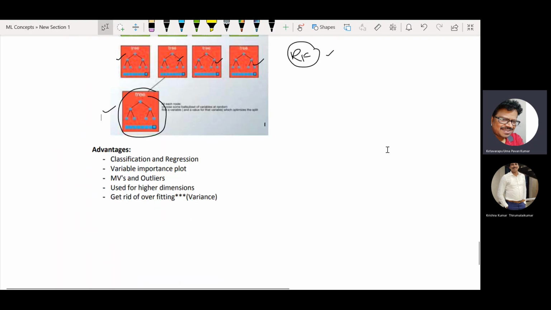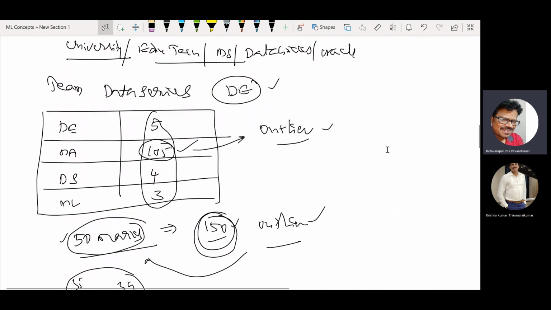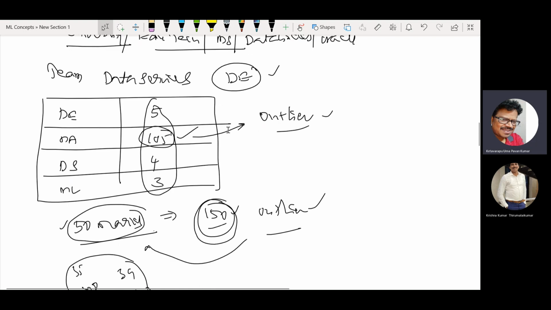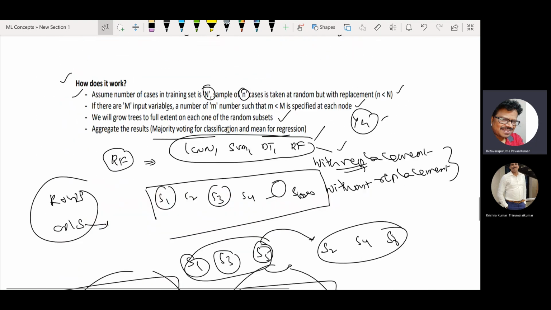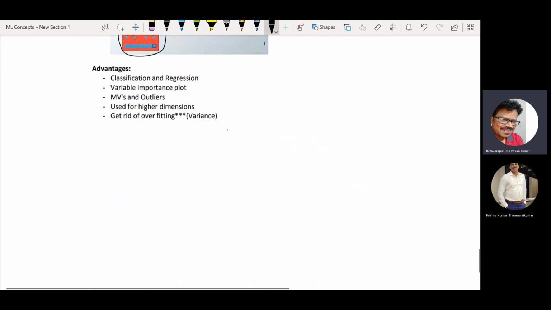And advantages, as we have already seen earlier, apart from classification and regression, I can make use of random forest for missing value imputation, outlier analysis, and dimensional reduction. So these can all be considered as advantages. Apart from that, I have some more additional points in the study of random forest.